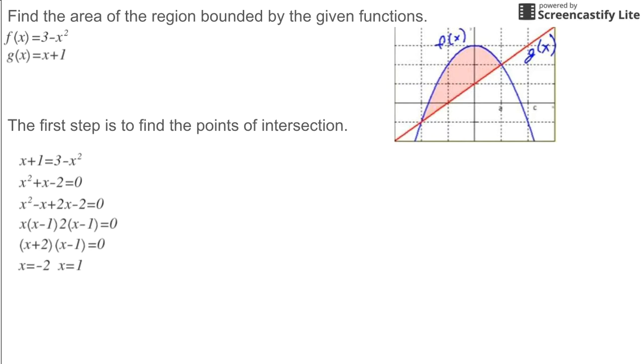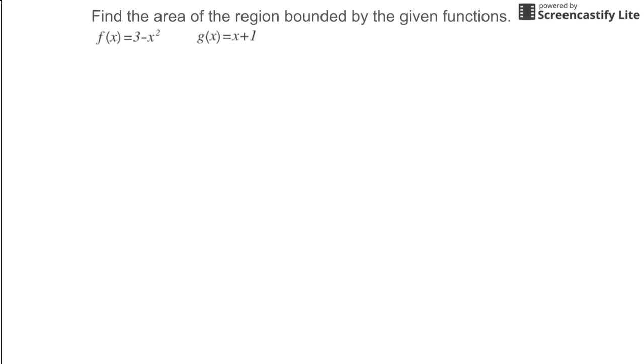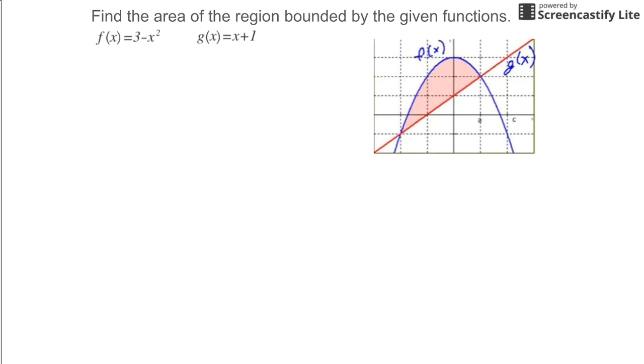These two values give us the points that the area of region we are finding is bounded by. Before we can use these points, though, we need to figure out which function is on top and which function is on the bottom. We can figure this out by graphing the two functions on one graph. Of the region bounded by the points -2 and 1, the function f of x equals 3 minus x squared is the top curve, and the function g of x equals x plus 1 is the bottom curve.